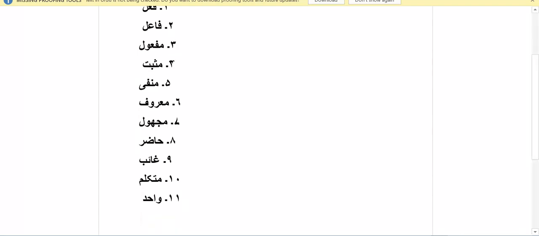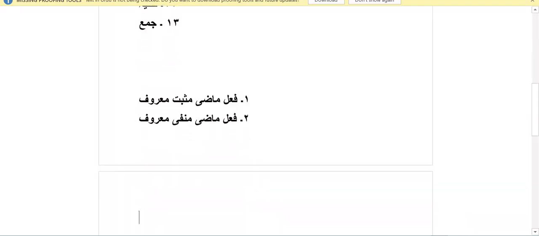Then we have wahid. Wahid means when fa'il is one. Then we have tasniya. Tasniya means when fa'il is two. And then we have jama. Jama means when fa'il is more than two. All these are the terms. Now let's organize these terms.